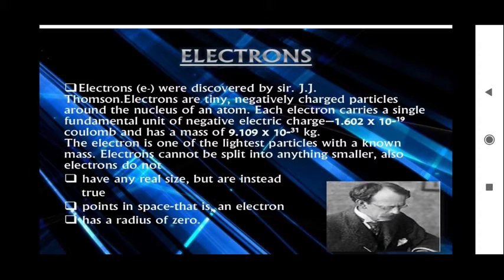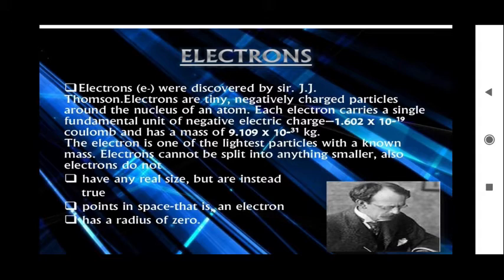The electron is one of the lightest particles with a known mass. Electrons cannot be split into anything smaller. Also, electrons do not have any real size but are instead point-like. Electrons are points in space, that is, an electron has a radius of 0.